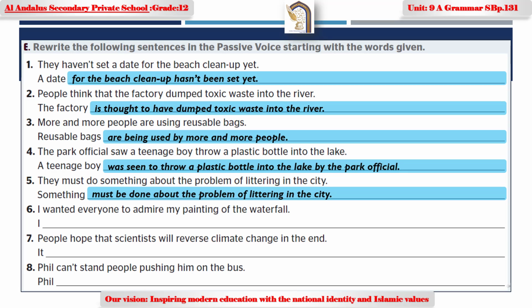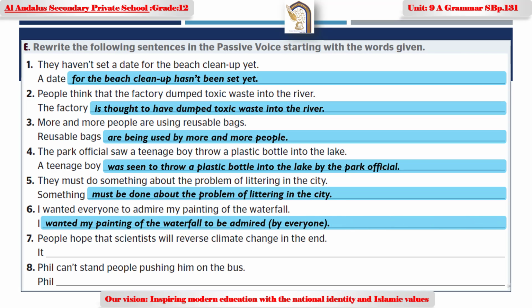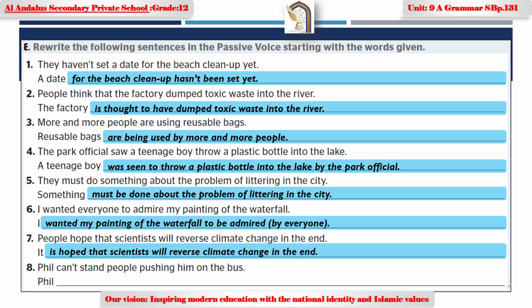Sentence number 6. I wanted everyone to admire my painting of the waterfall. And this is another correct answer. I wanted my painting of the waterfall to be admired by everyone. Sentence 7. People hope that scientists will reverse climate change in the end. Yes, that's right. It is hoped that scientists will reverse climate change in the end.